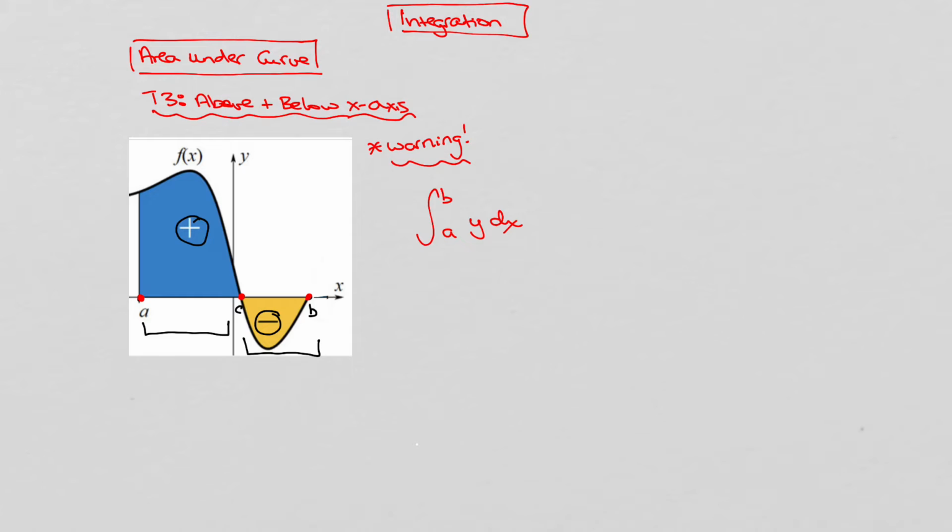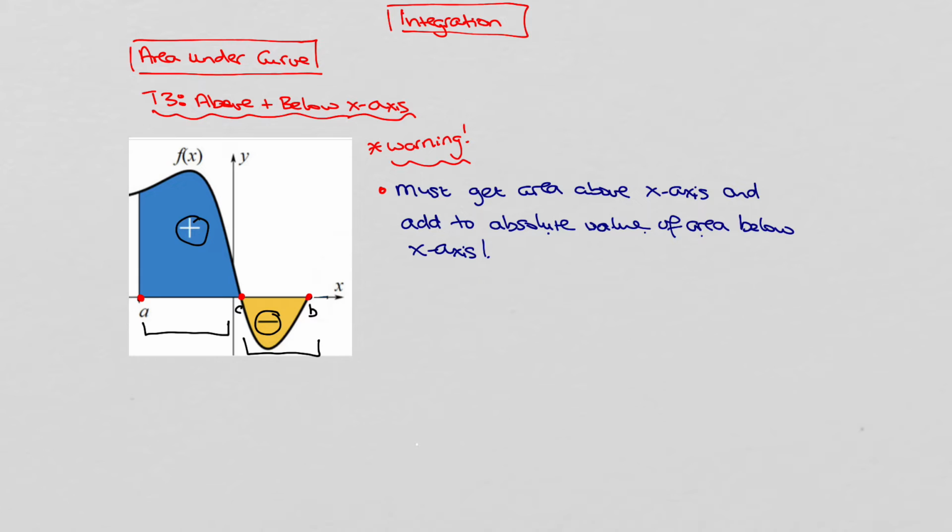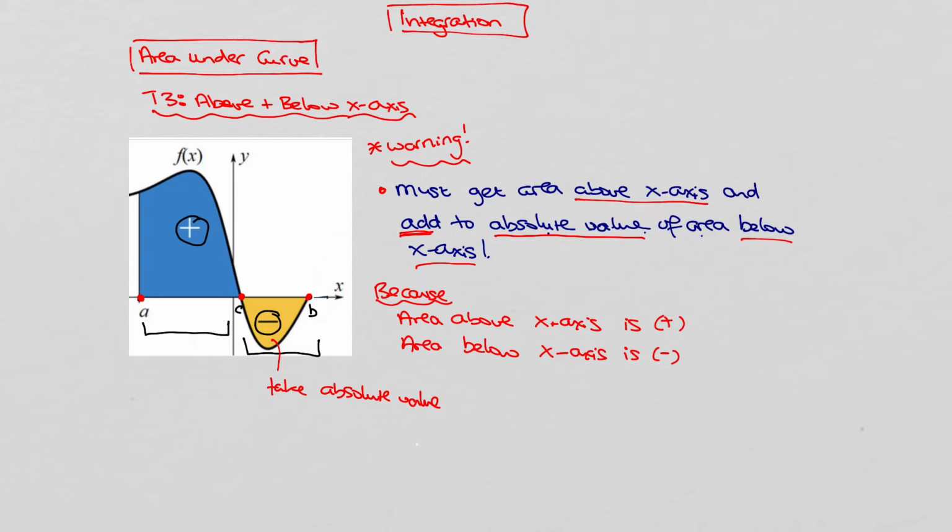So what we actually have to do is we must get the area above the x-axis and the area below the x-axis, and we add them. But of course, because below the x-axis is going to give us a negative area, we must actually get the absolute value of the area below the x-axis. So in other words, we're taking the absolute value. And this is because the area above the x-axis is positive, area below x-axis is negative.